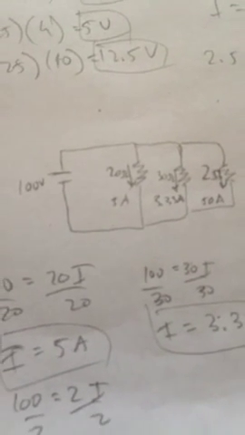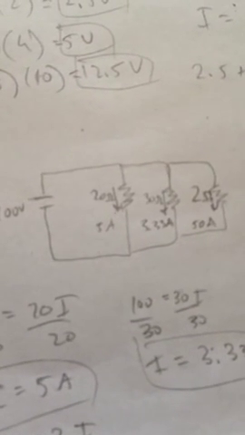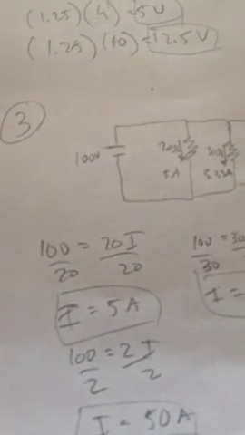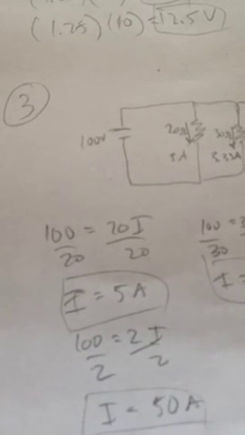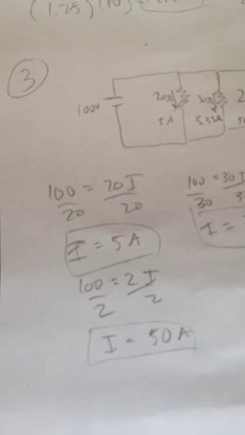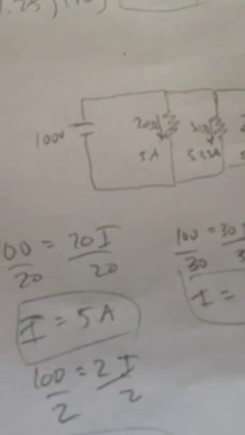Then we have problem number 3: a 100 volt battery with a 20 ohm resistor, a 30 ohm resistor, and a 2 ohm resistor, and they're all parallel with each other. Therefore, each resistor gets 100 volts of battery. So we're going to just solve for the current. You just do 100 equals 20I, 100 equals 2I, 100 equals 30I. So then you get 5, 50, and 3.3. And so that's good and dandy.